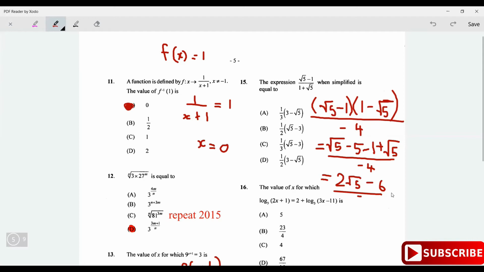We need to factor out a half. 2 over 4 is a half. So factor out a half. And then when you factor out a half, the minus goes up in here, and so you get 3 minus root 5. So it's a half times 3 minus root 5.